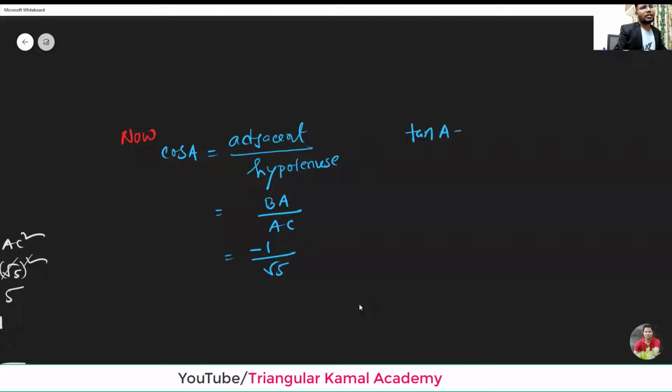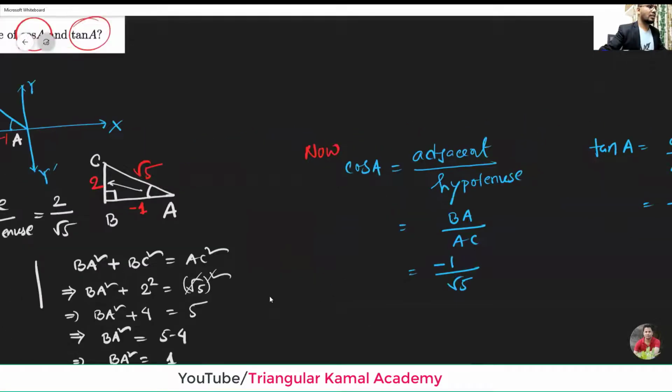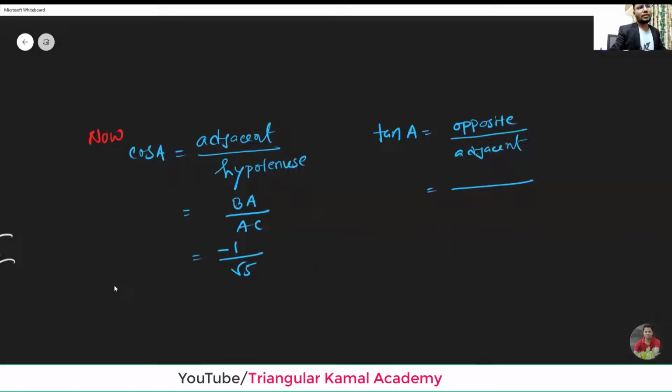Tan A is equal to opposite by adjacent. In the second quadrant, opposite is positive, which is from the figure. This is BC, and adjacent here BA, and BC is given here 2, BA is minus 1. After doing 2 divided by 1, 2, and plus by minus, so this is minus 2.